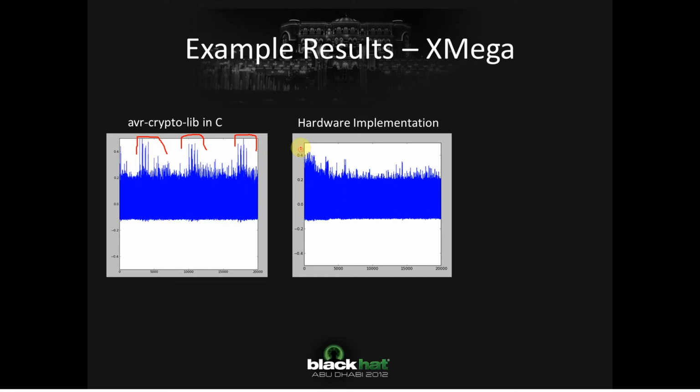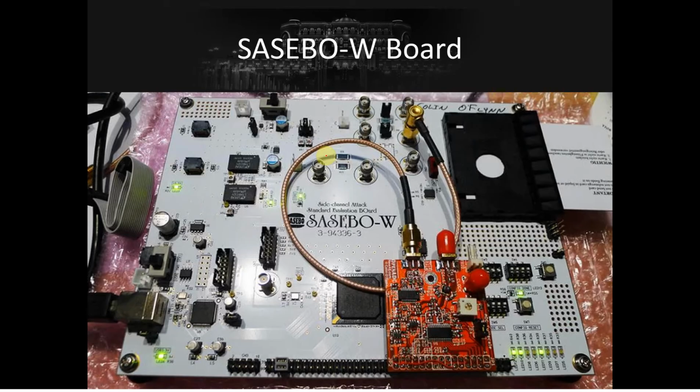XMega also has a hardware AES, and again, it goes much faster. It's completely done in a few hundred clock cycles. Some other interesting things: you can also use the same hardware. There's a SASEBO board. This is a little more expensive. It's getting towards the higher end, but the SASEBO project has a number of standard evaluation boards for side channel analysis, and they're very high quality boards designed specifically for this.